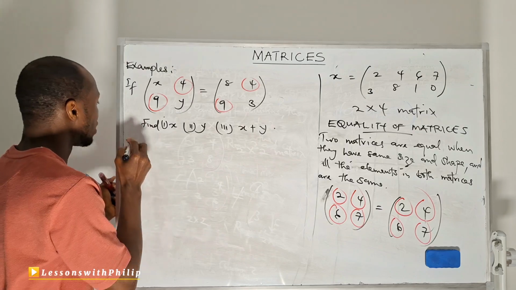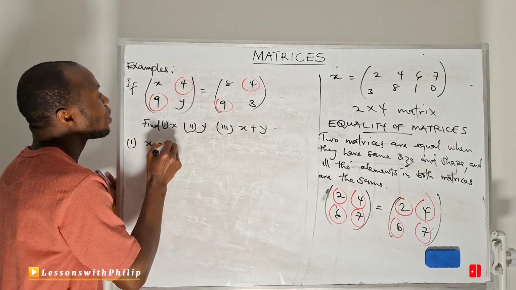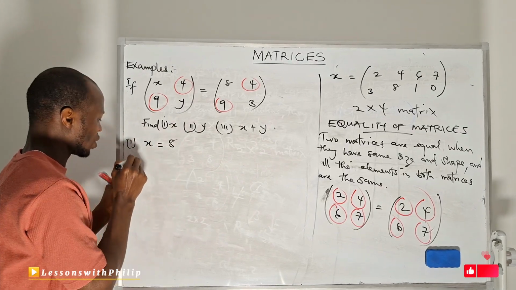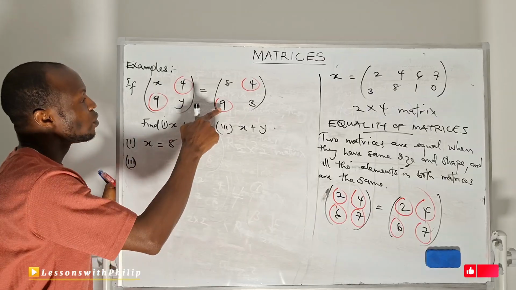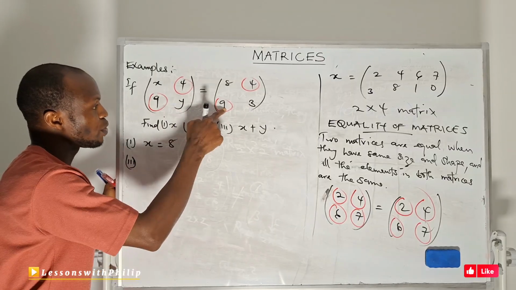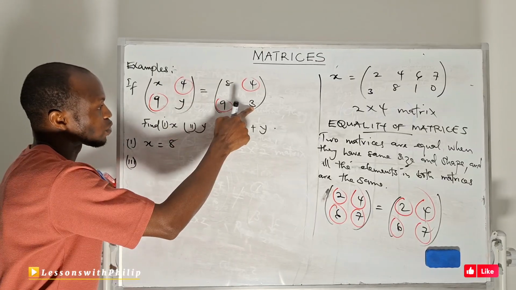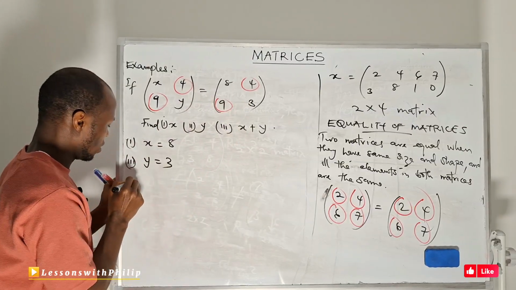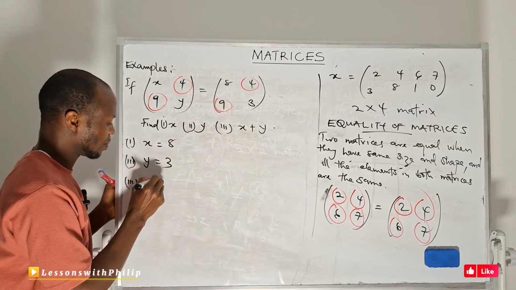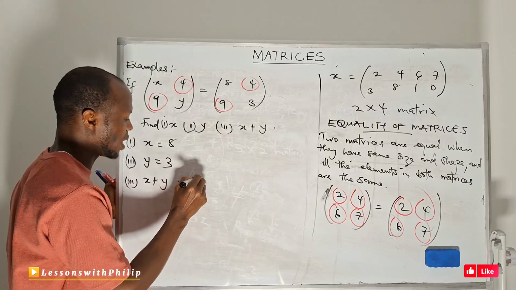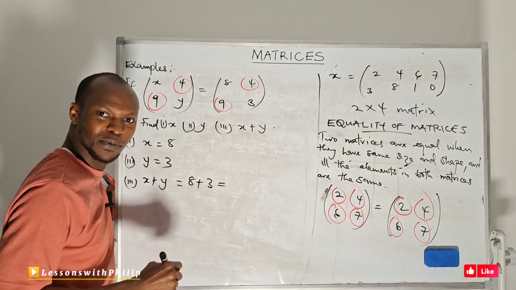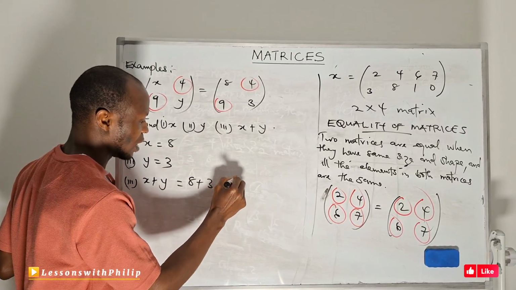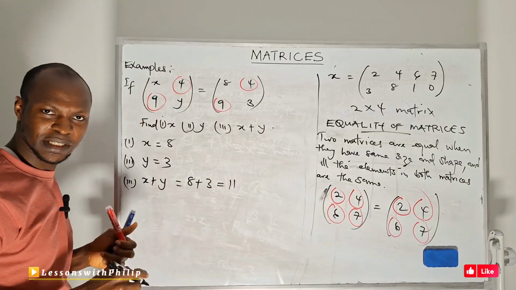Now that shows that my x will be equal to 8. And my second question is y. Y will be equal to what? Y will be equal to 3. Okay. The third question says x plus y. And my x plus y will be 8 plus 3. And that's equal to what? That's equal to 11. Do you get it?